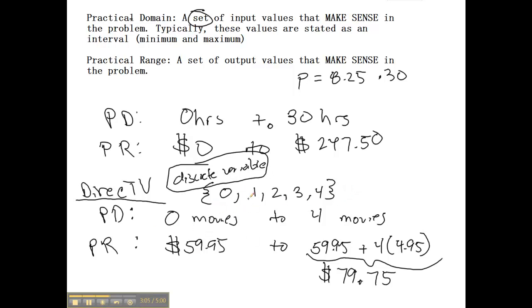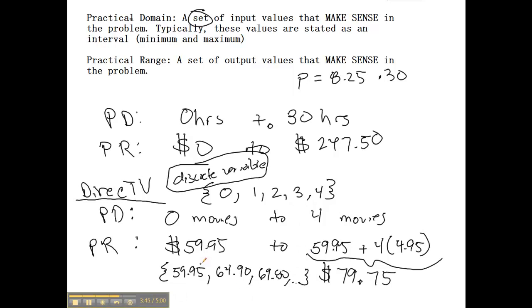Well, that also changes our range, right? Because that doesn't mean you can pay anywhere in between $59.95 and $79.75. That means if you watched 0 movies, you would pay $59.95. If you watched 1 movie, you would pay $64.90. If you watched 2 on-demand movies, you'd be at $69.85, and so on and so forth. And so we would do that for 3 movies and 4 movies as well.